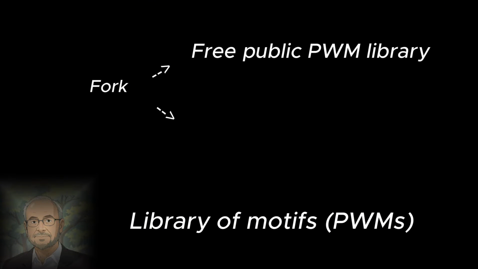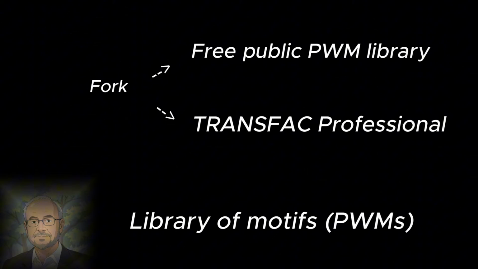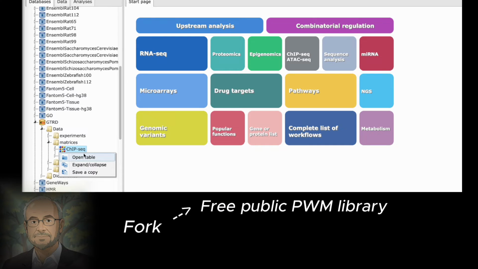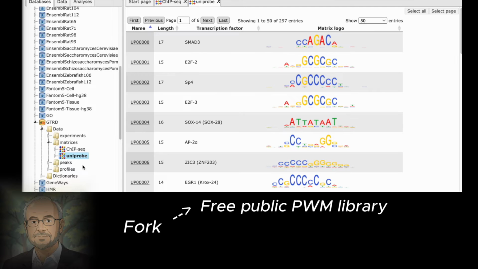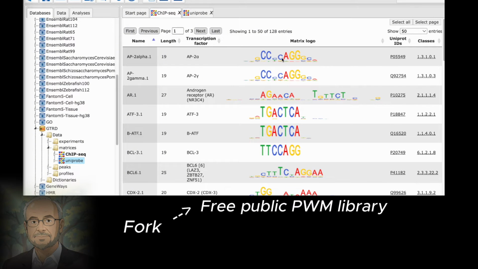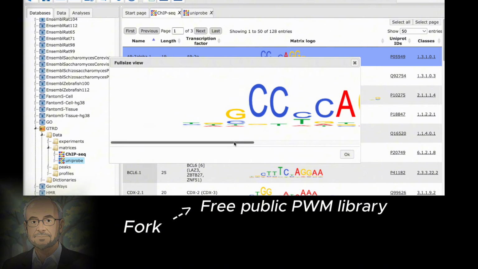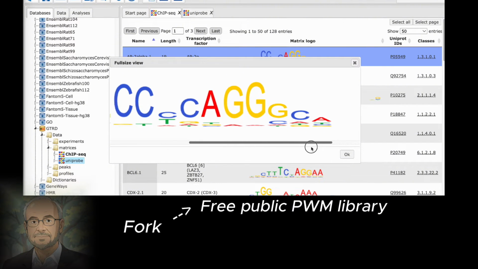Exactly. And here's the big fork in the road. Do you use free resources or licensed professional databases? Let's start with the free route. The public PWM collection from the Gene Transcription Regulation Database is one of the most widely used free motif libraries. It's based on publicly available ChIP-seq data and contains a modest set of position weight matrices, PWMs, that describe DNA binding preferences of transcription factors.